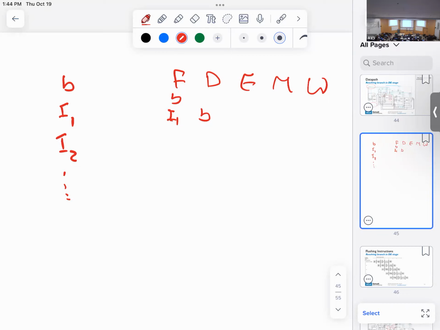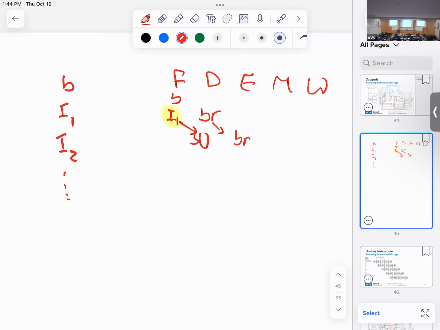So what I would do at this point is, now the branch goes into the execution stage, and now I know that I made a mistake. I predicted not taken, but this branch is taken. So what I need to do is flush this I1. So this I1 goes to the decode. Instead of I1, we put a bubble, right? And then I put the branch here. Okay, so the bubble here.